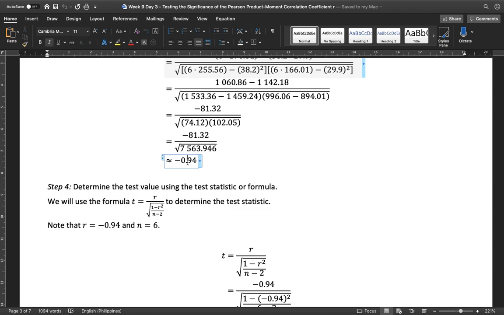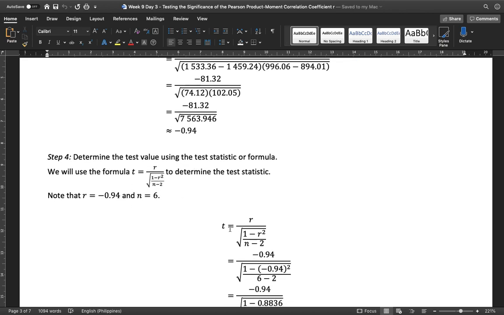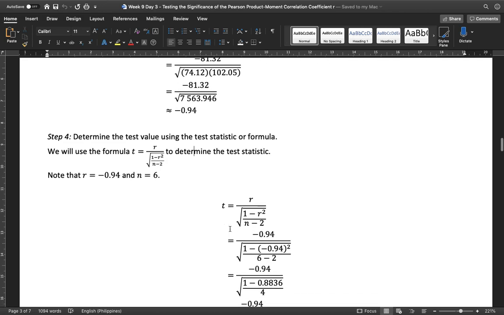Okay? So test natin, importante bang i-check natin yung correlation na yun? Is there a significant relationship between the two variables in that case? So to do that, we test it using this test statistic. So t equals r over square root of 1 minus r squared over n minus 2.